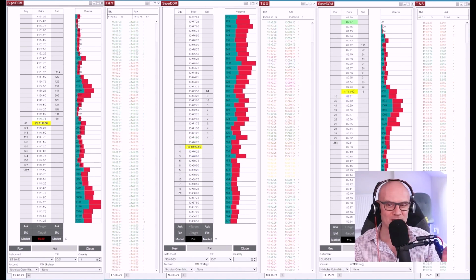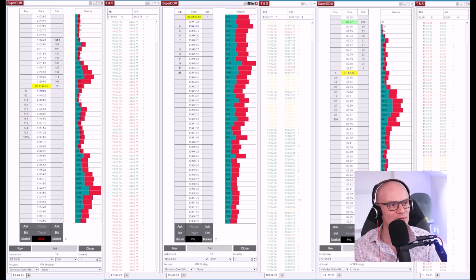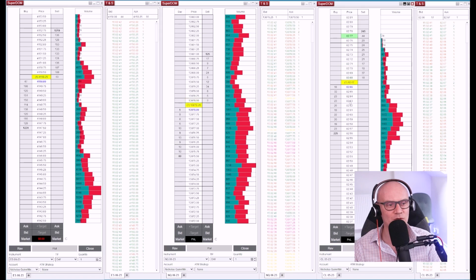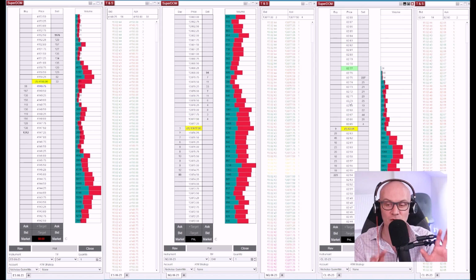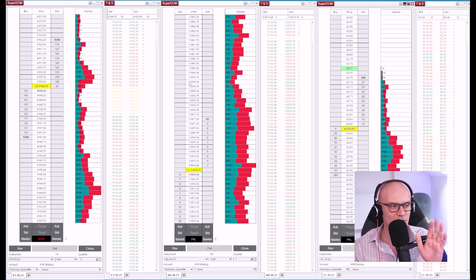This is the real market in front of us, and I've got three markets here laid out left to right. I've got the S&P 500 here on the left-hand side. In the middle, I've got the NASDAQ. And then on the far right, I've got the crude oil market. These are all futures markets. And we've got the June contract for the S&P and the June contract for the NASDAQ. And then we've got the May contract for the crude oil futures.